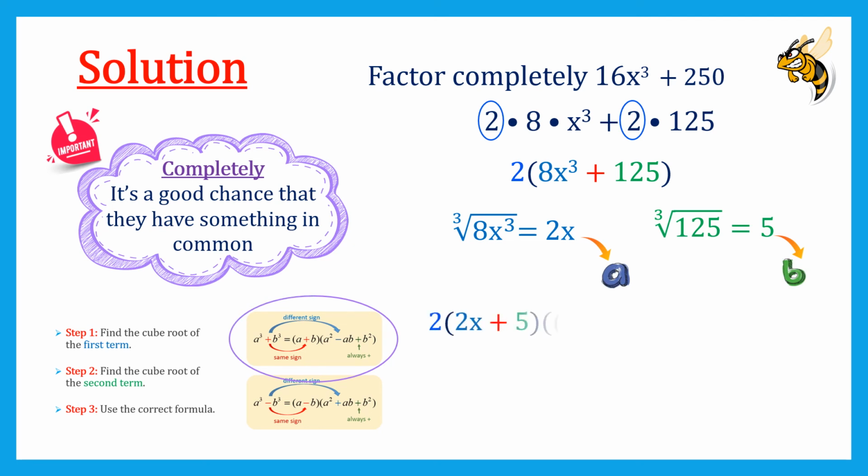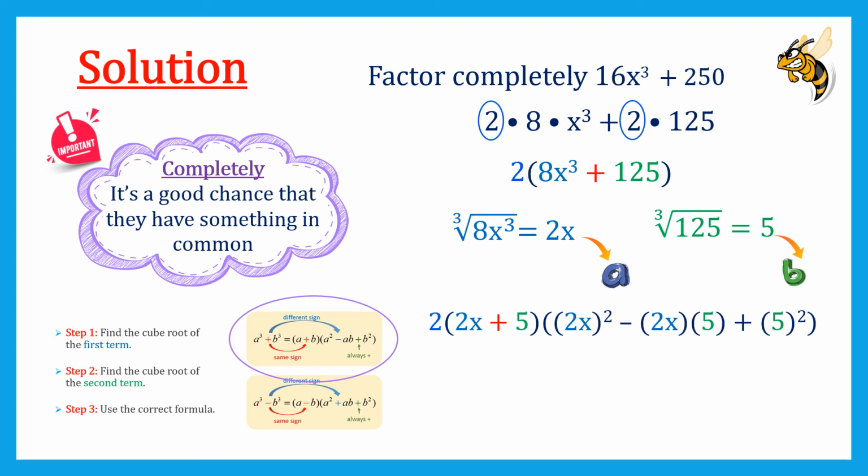I'm going to substitute the values in, and it's going to be 2 times 2x plus 5 times 2x squared minus 2x times 5 plus 5 squared. If you notice the GCF from the top, that 2 stays on the outside of the parentheses, and you need to bring it along with you. You cannot forget about that 2. That's super important.